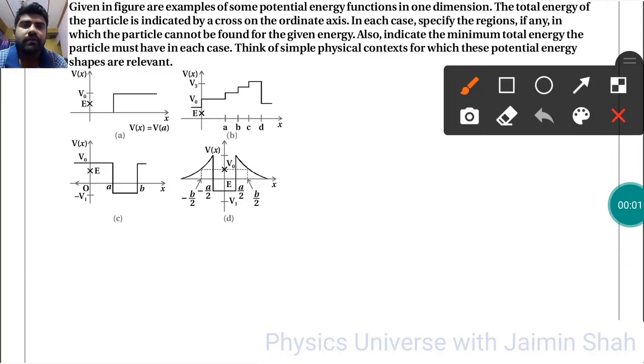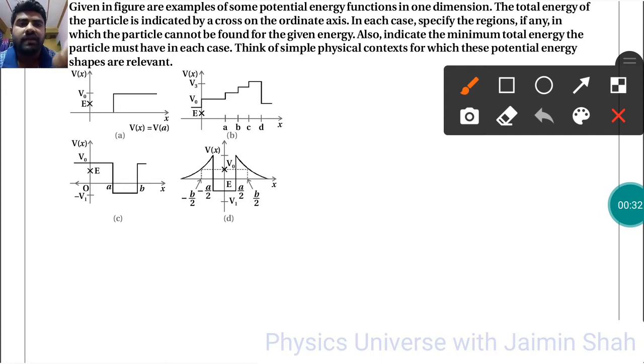Now the question is: given in the figure are examples of some potential energy functions in one dimension. The total energy of the particle is indicated by a cross on the ordinate axis. In each case, specify the regions, if any, in which the particle cannot be found for the given energy. Also indicate the minimum total energy the particle must have in each case. Think of a simple physical context for which these potential energy shapes are relevant.